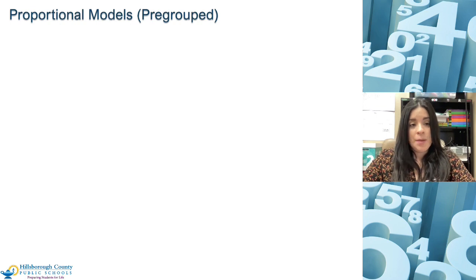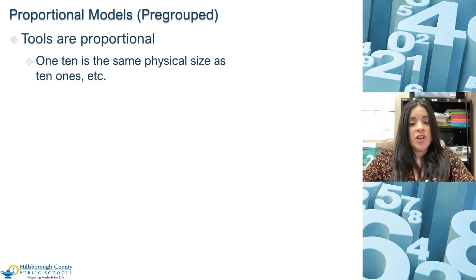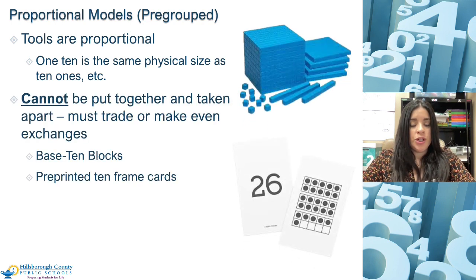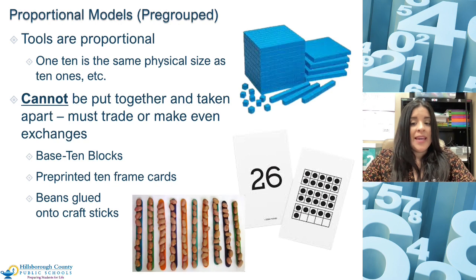Pre-grouped models can't be taken apart. They are also the same physical size, or proportional. One base 10 rod is the same size as 10 unit cubes put together, but I can't take that 10 rod apart. If you look at the beans on popsicle sticks, it was a groupable model until the beans were glued onto the sticks and now they can't be taken apart. So it's a proportional pre-grouped model.